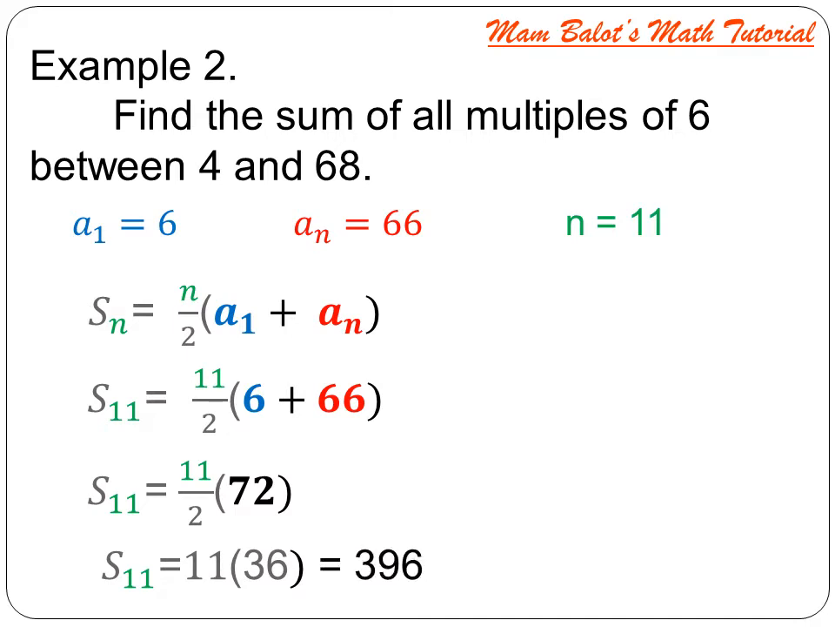Multiplying by 11, we get 396. So 396 is the sum of all the multiples of 6 between 4 and 68.